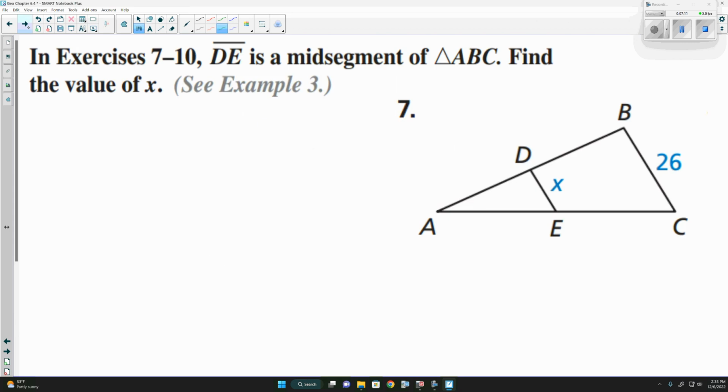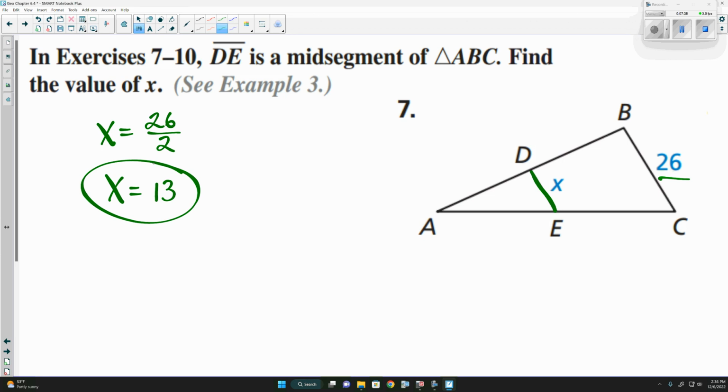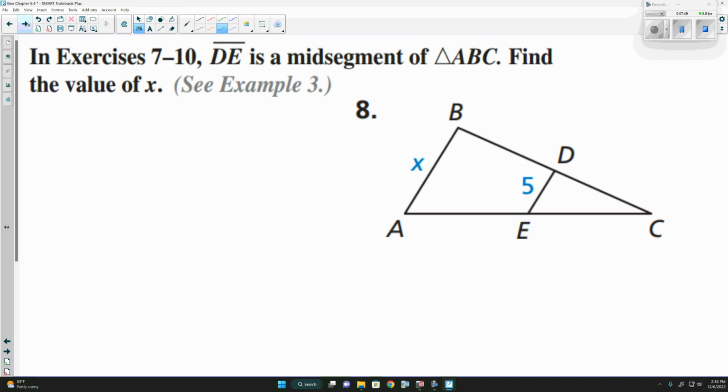Okay, let's look at the next one. For these here, we want to find the value of X. So given DE is a midsegment, so we know what? So we can say 26 over 2, half the segment. So we can take the length and cut it in half. So we can say 26 divided by 2 is 13. Questions on this here? Let's look at the next one.